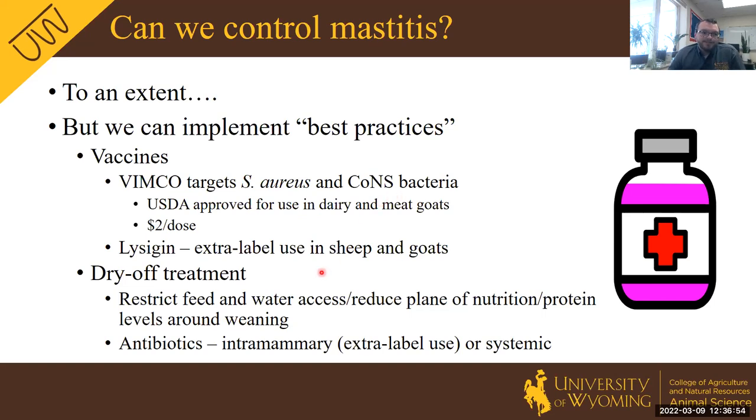And then there are also some things we can do as producers at dry-off or when we wean our lambs and kids. The Sheep Production Handbook recommends restricting feed and water access to reduce the plane of nutrition, specifically reducing protein levels around weaning. And antibiotics are commonly used within our dairy cattle industry, either intramammary, which requires extra label use in our small ruminants, or systemic antibiotics, such as an intramuscular injection of penicillin.